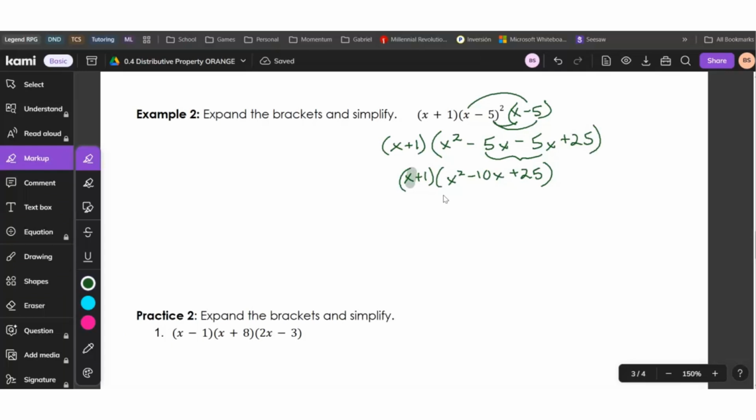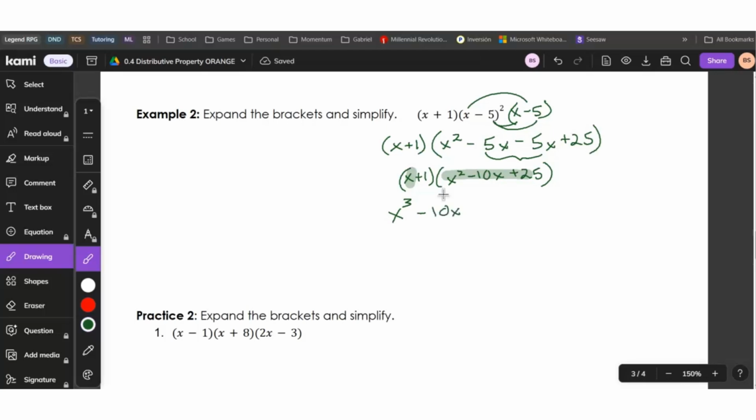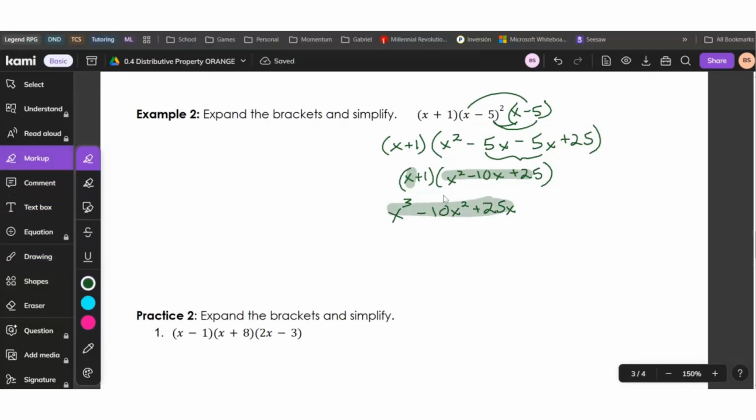Yeah, I'm going to take just the x and multiply it through everything first. Okay? So that means... I'm going to get x cubed, minus 10x squared plus 25x. Does that make sense to everyone so far?